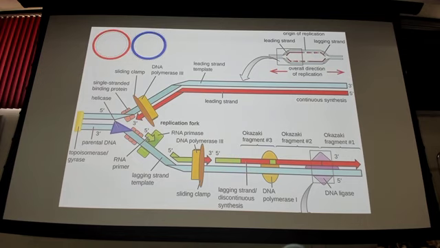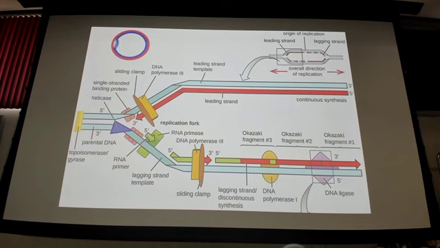The only other players that we haven't talked about are the sliding clamp here, which actually forms a complex with DNA polymerase 3, and that basically just keeps the molecule stable as that DNA is being fed through it. Otherwise, the polymerase would probably just fall off and lose its processivity. So you have a sliding clamp that's needed.